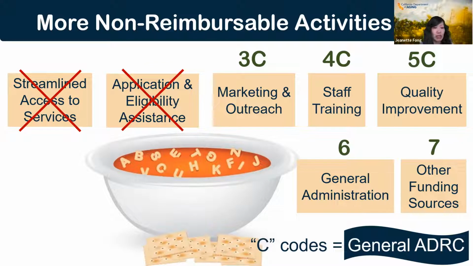4C is staff training. Here we're talking about general ADRC training. So the training, again, is not specific to a particular service. Again, you would use codes 4A or 4B for that. For code 4C, maybe you're listening to a webinar on person-centered practices, or maybe you're taking training on options counseling. Maybe your AAA or ILC is training you on referral protocols between other ADRC extended partners. So again, the training is general ADRC training, but not specific to a particular service.